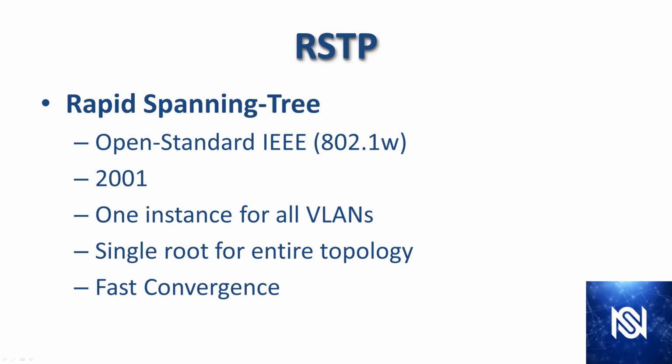And then rapid spanning tree came along to allow for fast convergence. This is an open standard protocol with the IEEE 802.1w designation. This came out in about 2001, and it has one instance of spanning tree for all the VLANs, which means it has a single root for the entire topology, but it does allow for fast convergence.